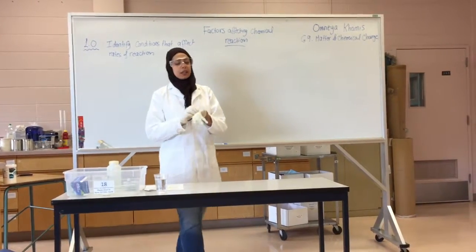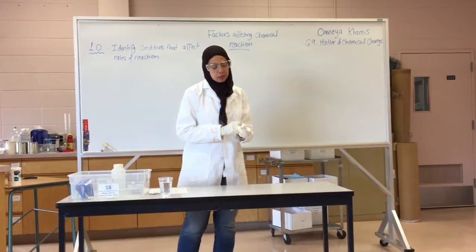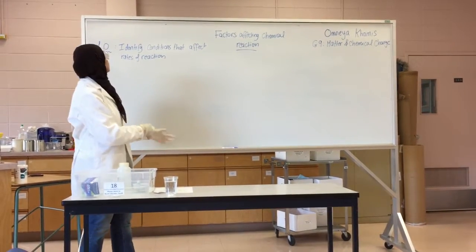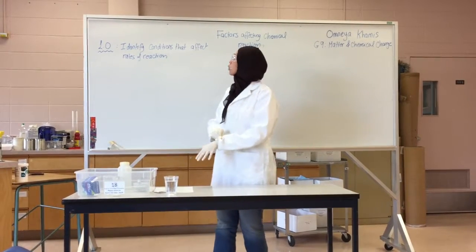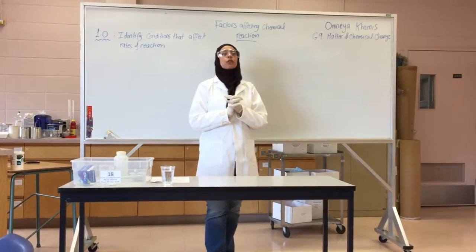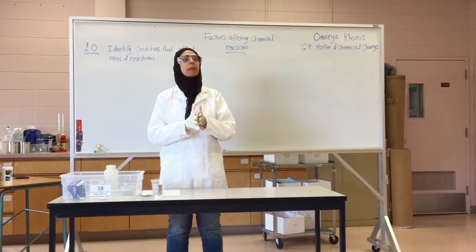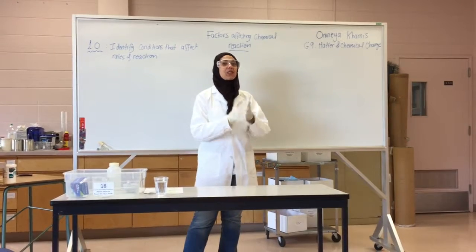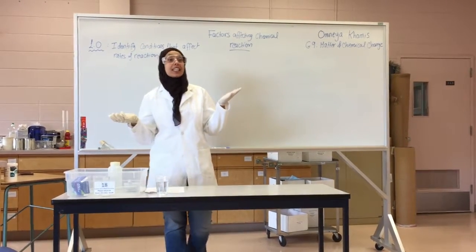The purpose of doing my experiment for this unit is written here on the board. The objective for today's lab is to identify conditions that affect the rate of reaction. So first of all, what is a chemical reaction? Yes, a chemical reaction is when one substance changes to another substance with a different identity.